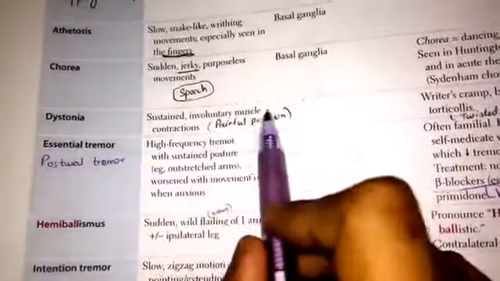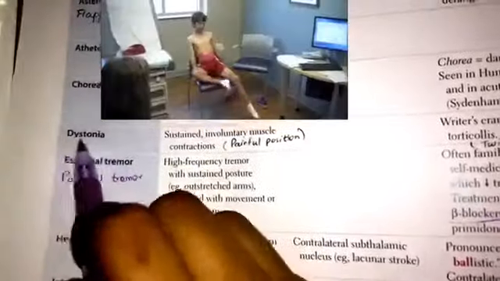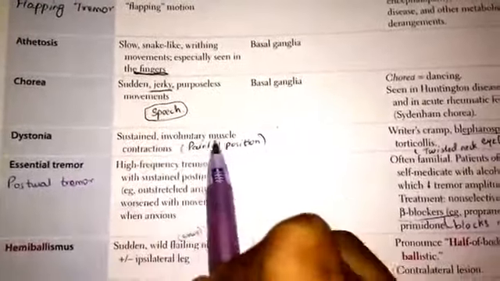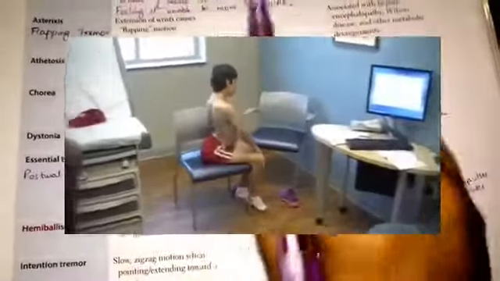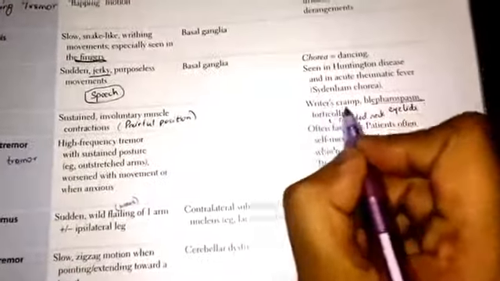Dystonia, the fifth one. Dystonia is a sustained involuntary muscle contraction. So dystonia, abnormal tone of the muscles. So any muscle in your body, it gets sustained and it changes your position into a painful one. It becomes so stiff that we are unable to move, we are unable to shift the position of that muscle.